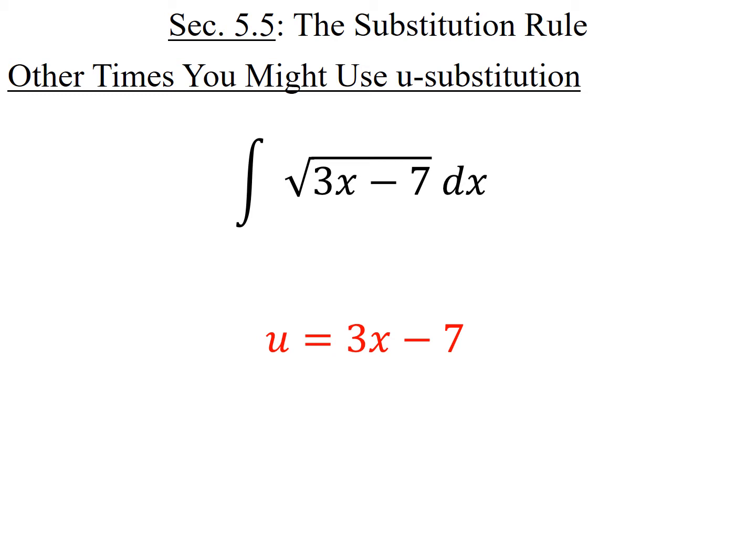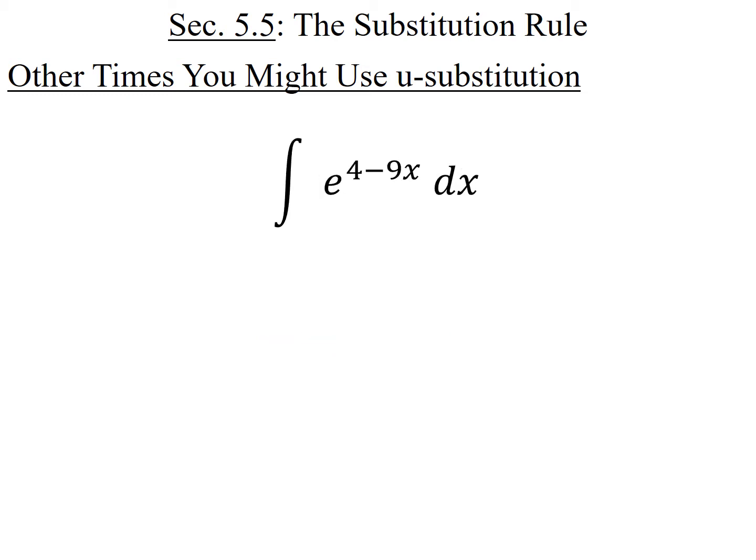Let's look at another example. So I want you to guess what u would be here. We're not going to do the problem yet, but let's just guess what u is going to be. So again, don't make u x. If you made u 9x, okay, that's not horrible. If you made it negative 9x, that's still pretty good. If you made it the whole entire thing, well, which one's better?